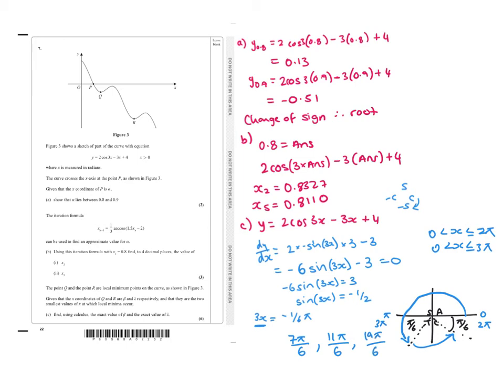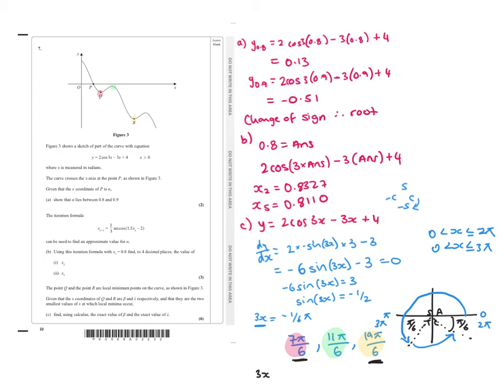Now, because it says in the question, given the x-coordinates of Q and R, beta and lambda respectively, and that they are the two smallest values of x for which local minima occur. So what people always assume, so this 7 pi over 6, remember this is given as the answers of where our gradient equals 0, is going to give us this value here of Q. The next point where our gradient equals 0 is 11 pi over 6, which is our actual maximum point here. Then the last point is 19 pi over 6, which is our minimum point here. So our two values that we're going to look at are these two. We're going to reject 11 pi over 6, because that's a maximum.